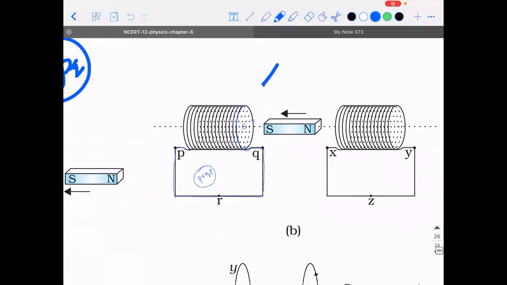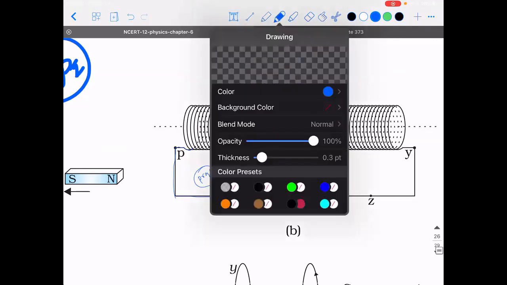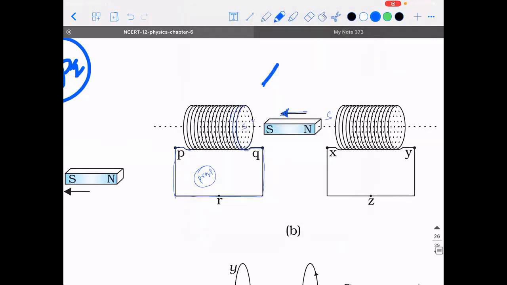Sir, but there's another coil, sir. That is for this one. What about that? YZX, sir. Since the north pole is moving away from the coil, this side will be south pole. So one side is south pole, the other side obviously has to be north pole. North pole means anti-clockwise direction current will flow.